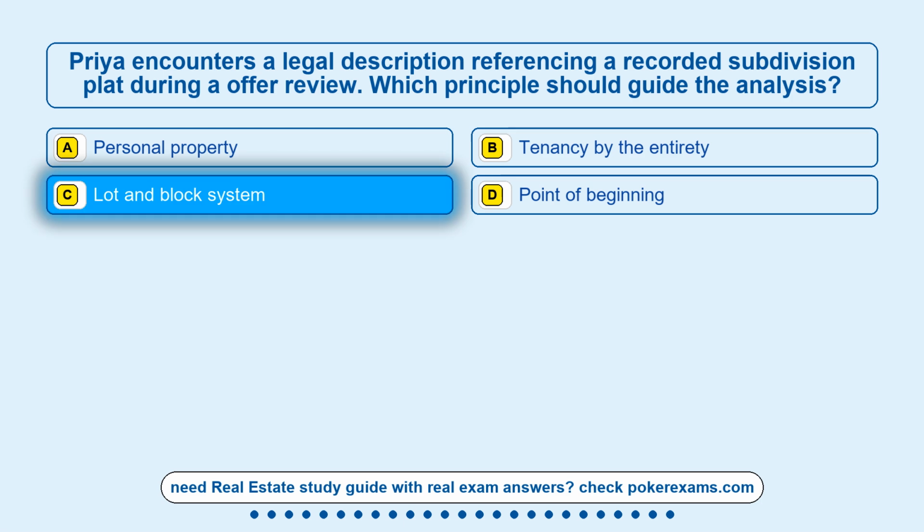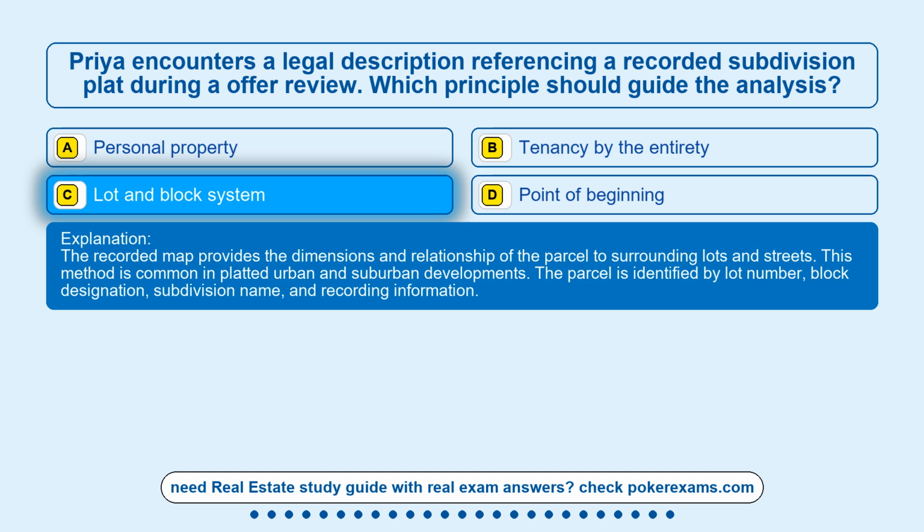The correct answer is option C, lot and block system. The recorded map provides the dimensions and relationship of the parcel to surrounding lots and streets. This method is common in platted urban and suburban developments. The parcel is identified by lot number, block designation, subdivision name, and recording information.